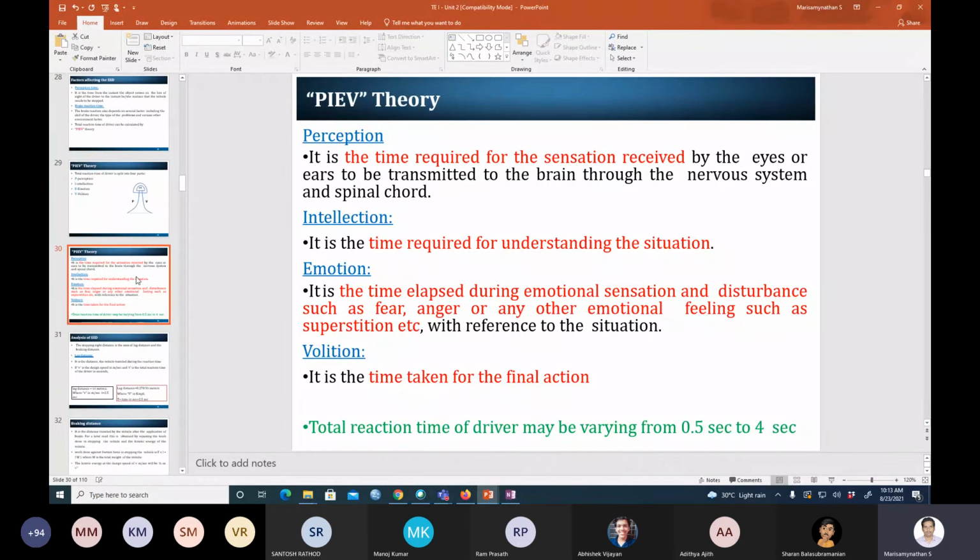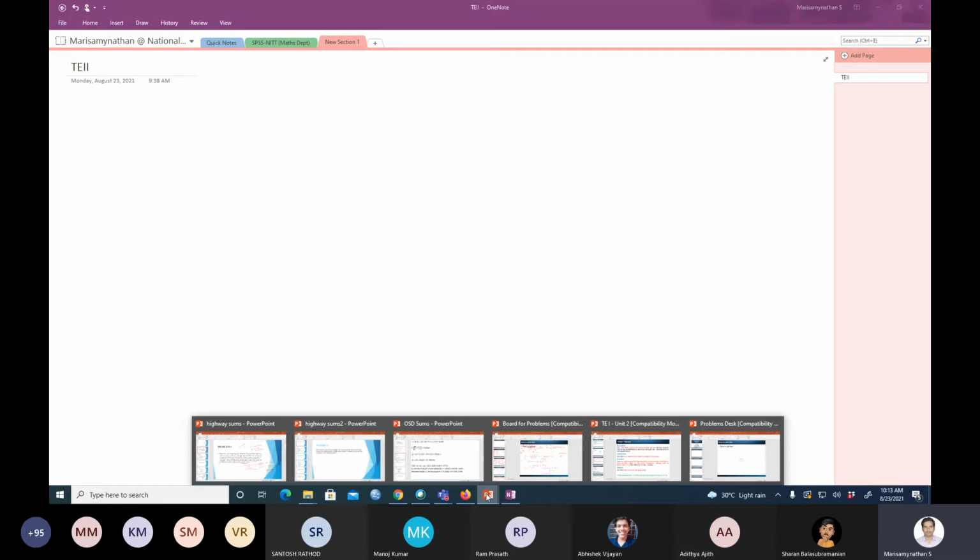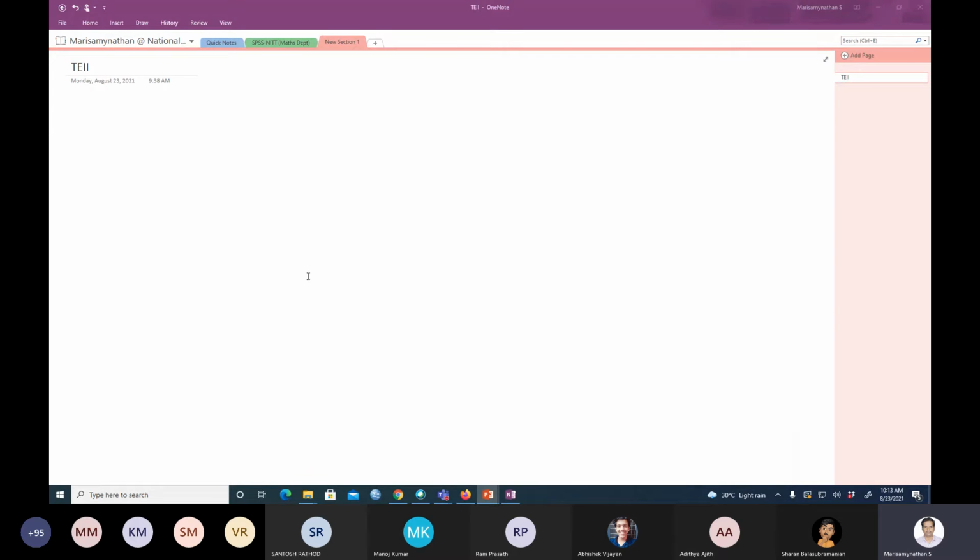Next we have a very small derivation, or explanation, of how the SSD can be derived, followed by which we are going to cover some problems on this SSD. I will explain the SSD calculations.